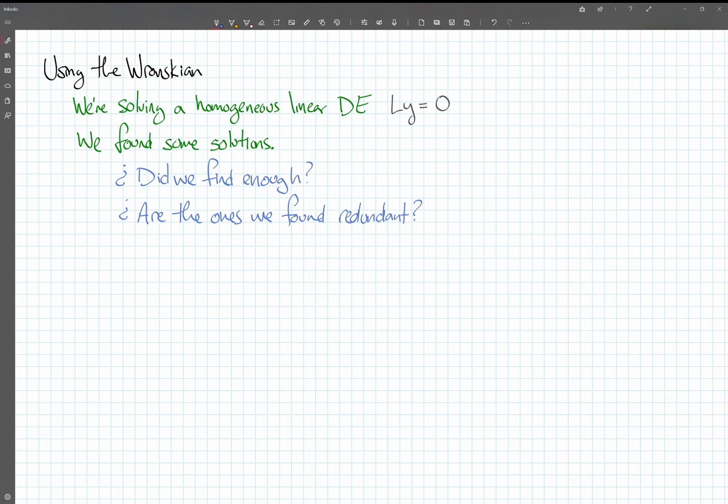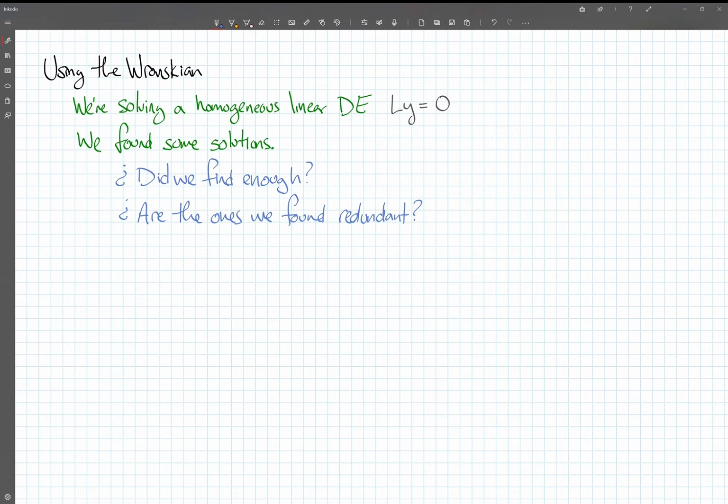We saw in the last video that the solution set to a homogeneous linear differential equation is going to be a vector space, and the dimension of that vector space is going to be the order of the equation. So if we happen to stumble upon some solutions, and we'll talk about more specifically how to find particular solutions later, once we've got a few solutions, we need to know, do we have enough?